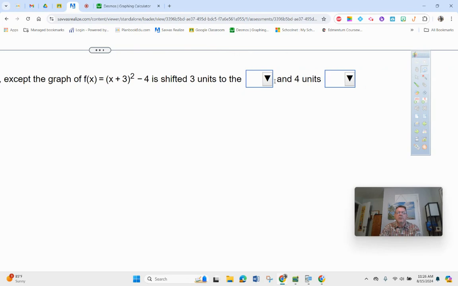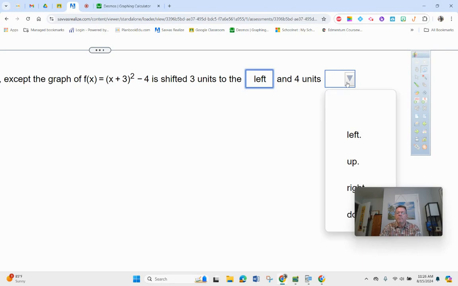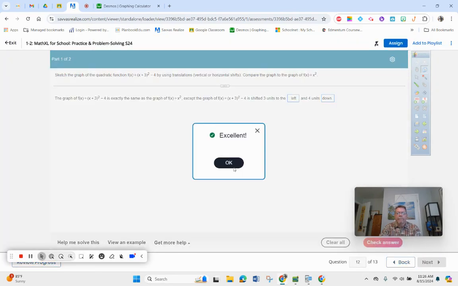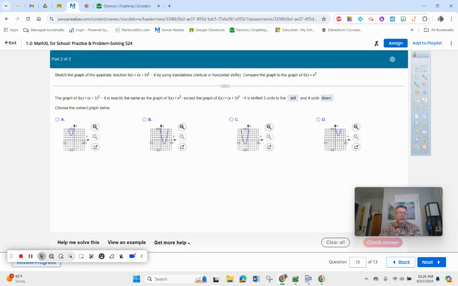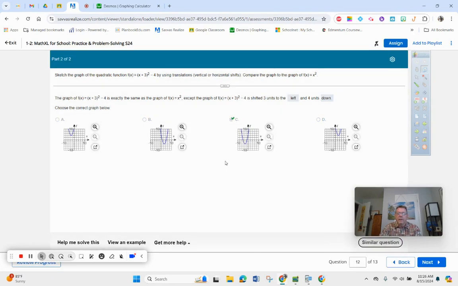So shifting 3 units left, because it has to be left and right, and 4 units down. Excellent. All right. So this one's up, so that's wrong. This one's right when it should be left, so that's wrong. This one is left, that's good, and down. So it looks like we found it. Boom. Okay, goes a little quicker when they do that for us. And we have made it to number 13.